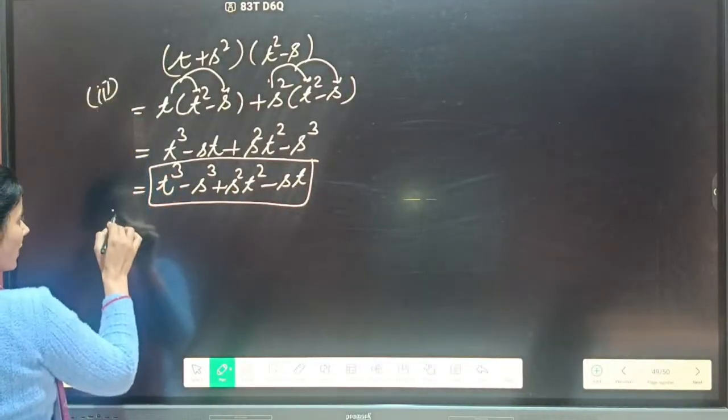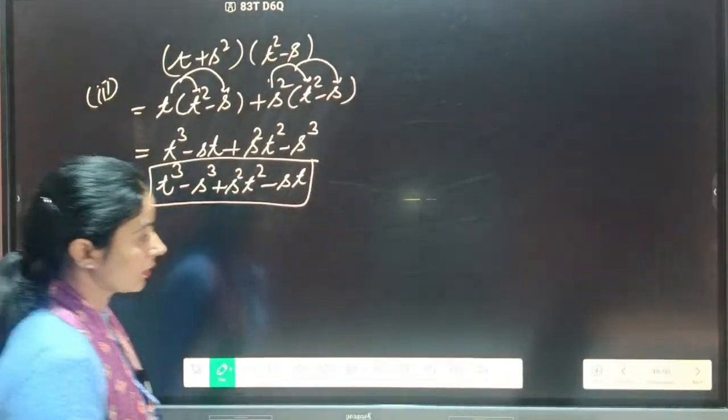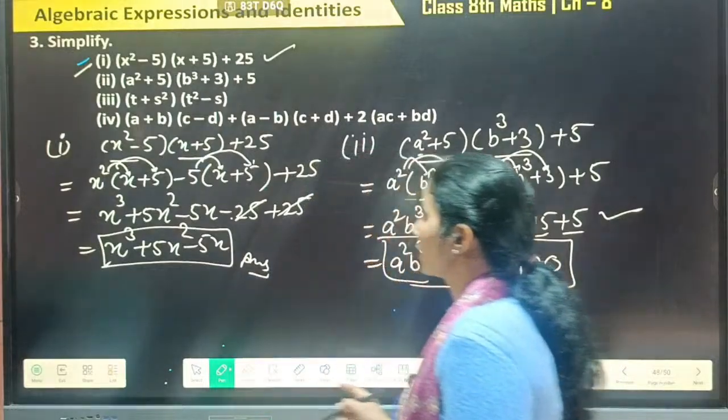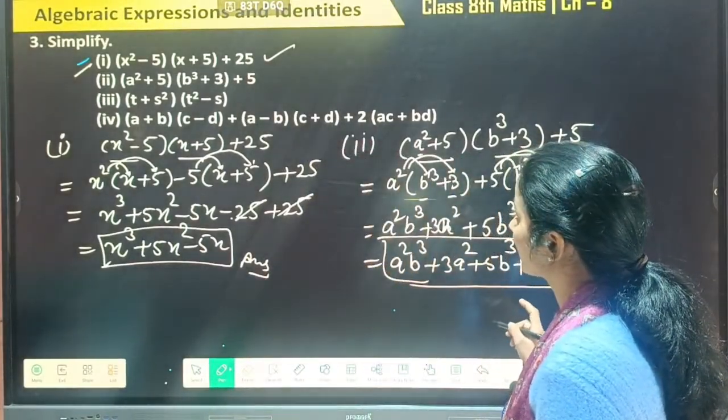Let us try fourth part. What is fourth part? In fourth part, (a + b)(c − d), then (a − b)(c + d).